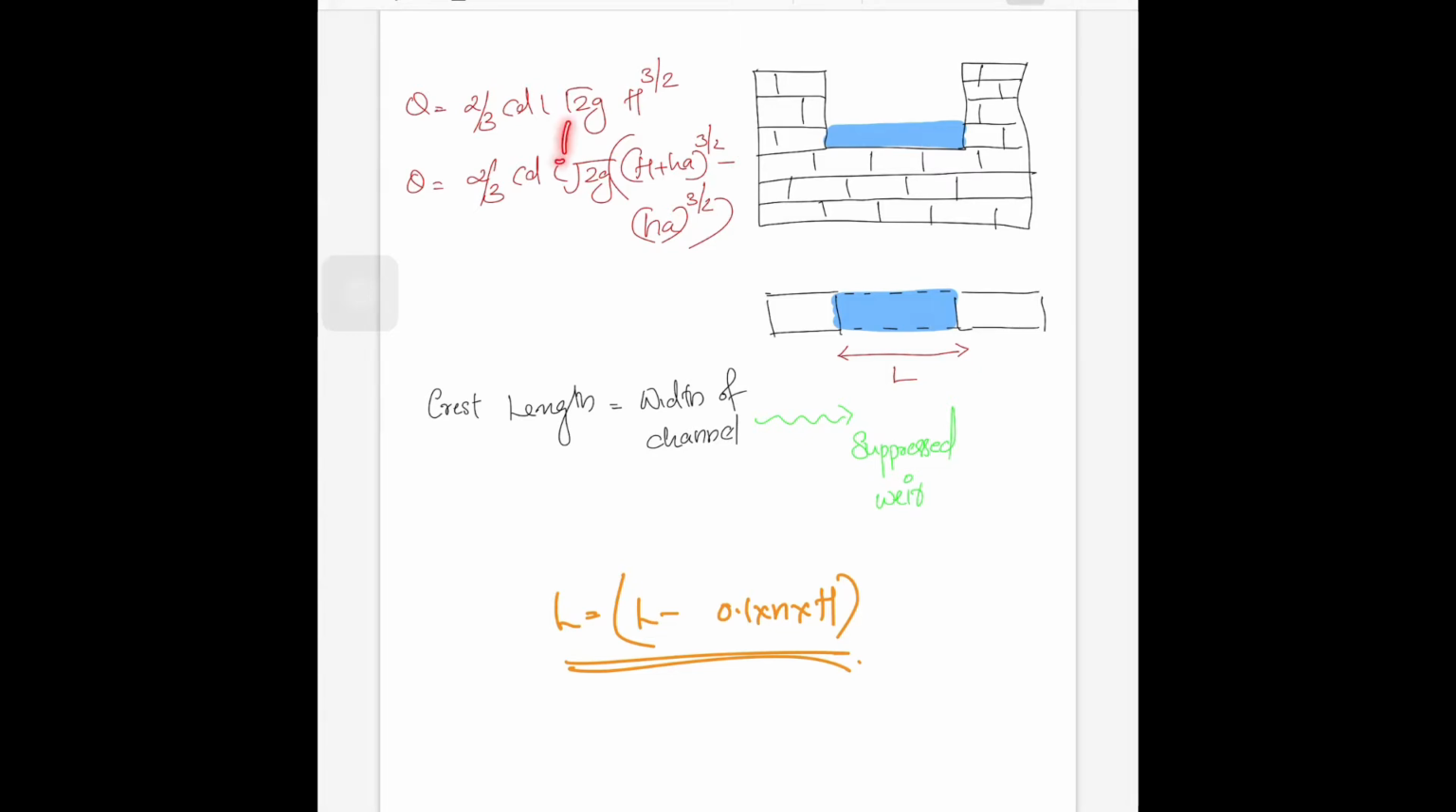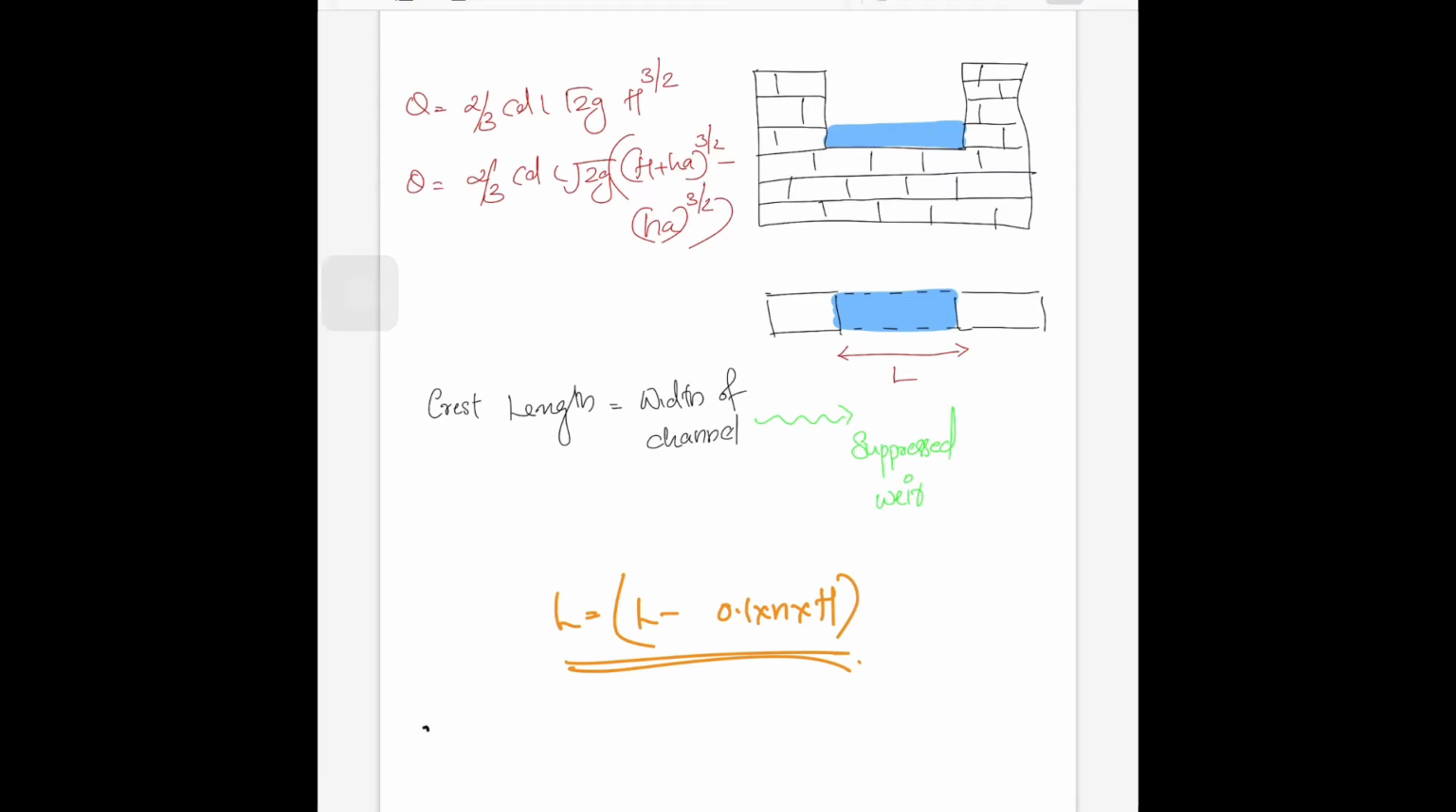The second equation is derived from this equation, 2 by 3 C_d L root 2g H raised to 3 by 2. Now, consider this term L. When crest length is equal to width of the channel, if crest length is equal to width of the channel, then those weirs are called suppressed weirs. For example, those kinds of weirs will be like this.